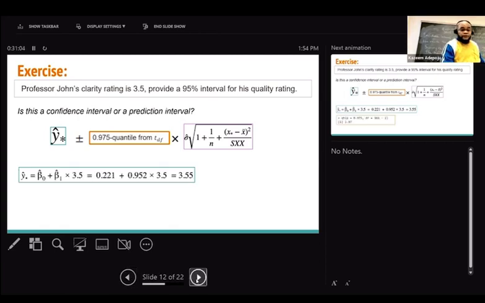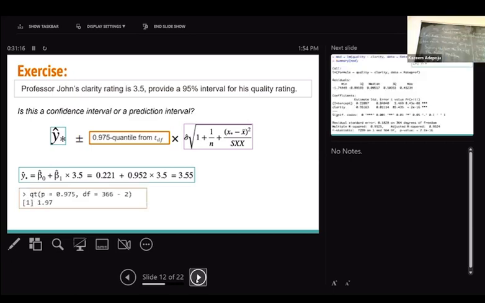Now, if I want to start, whether with the prediction interval or with the confidence interval, I will first get my point estimate, right? Which is what we got to be 3.55. Now, I want you to pay attention. Don't forget, do you see the 0.975 quantile? How do we get that from R? What is the meaning of 0.975? Take a look at this. This is what I mean.